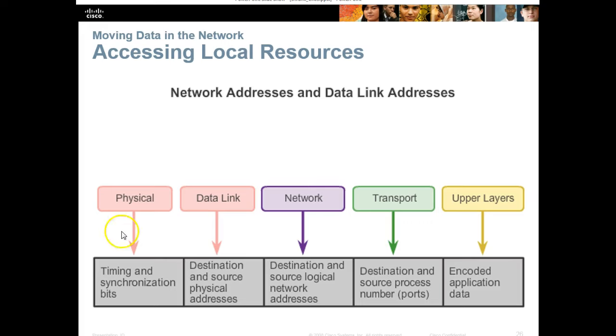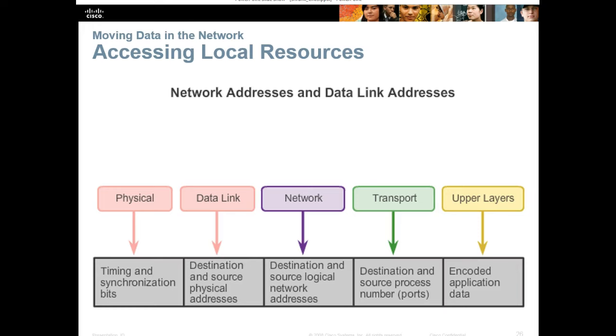At the physical layer, timing and synchronization. That's just devices talking to each other so they can understand the ones and zeros. At the data link layer, destination and source of physical addresses. Now those are the addresses on the network interface cards, the NICs, of the individual devices. And that address is only good from one device to another. So it's good from the PC to the router, and then that router has a MAC address too.